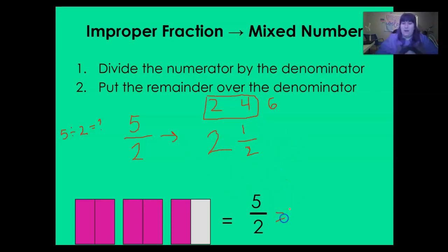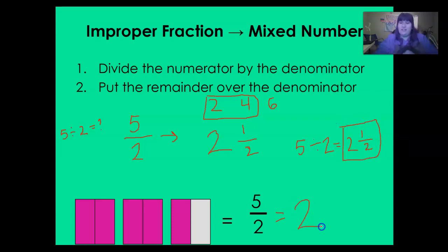Once again, how did we do that? Well, we know that 5 divided by 2. How many groups of 2 could we make with 5? 2, 4, 6. Oh, that's too many. We can make 2 equal groups, but that'll only get us to 4. So we'd need 1 more to get us to 5. There's our numerator, and our denominator stays the same.